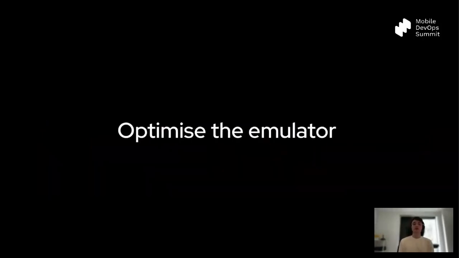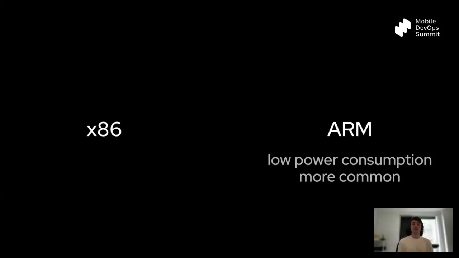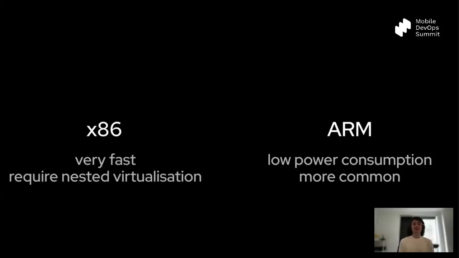First thing that you can do is to improve and optimize the emulator itself. We mentioned there are two CPUs that the Android system can target. ARM is more common in real devices. It has lower power consumption, but x86 is very, very fast, even though it requires nested virtualization. And when running emulators on the cloud, you need to look into the instructions on how to enable this feature in the cloud provider that you use. But overall, target x86 because UI tests run faster there.